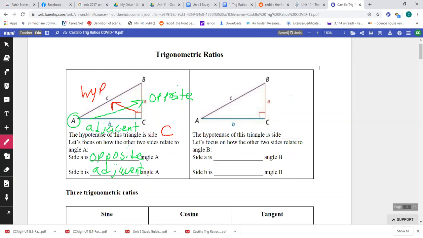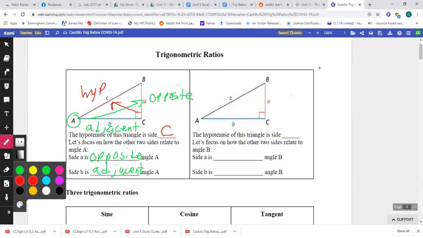Okay. So once again, let's look at the triangle on the right. It's actually the same triangle. The hypotenuse is still going to be side C. However, if we're going to focus on angle B here, right? This time, going across from it, this is our opposite, and this is our adjacent. So side A is now adjacent to angle B, where side B is opposite.